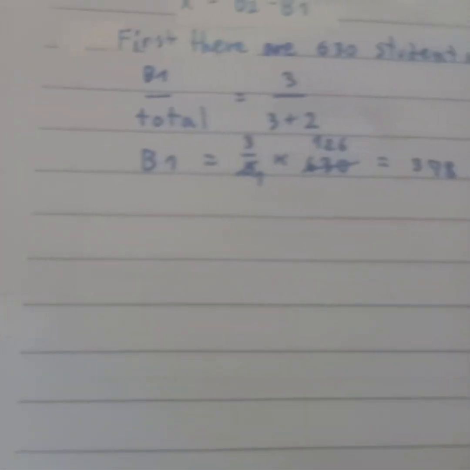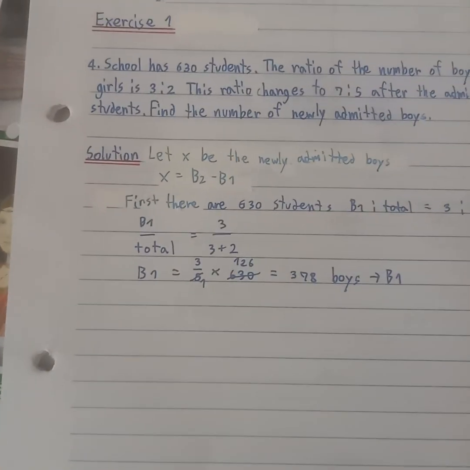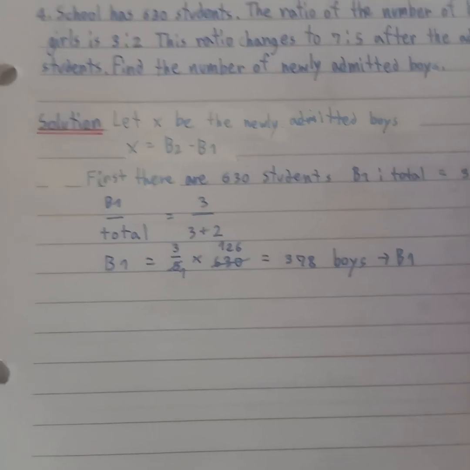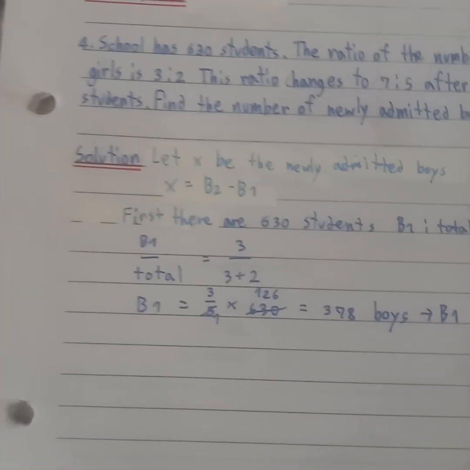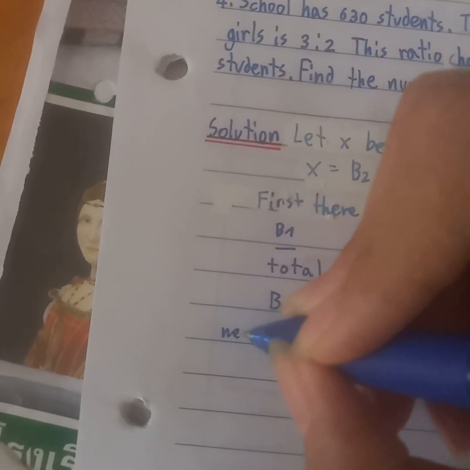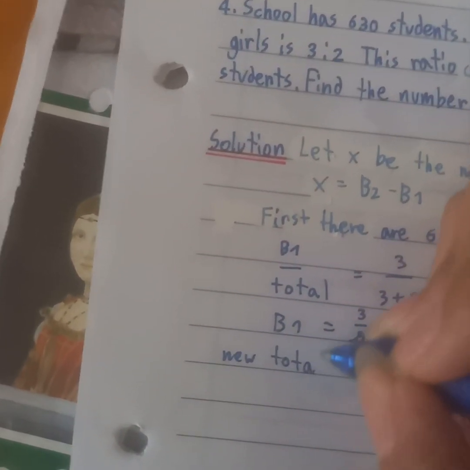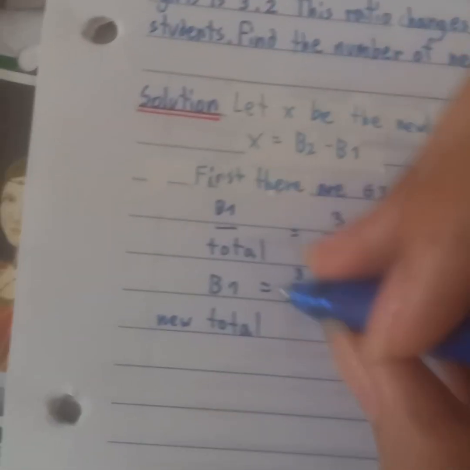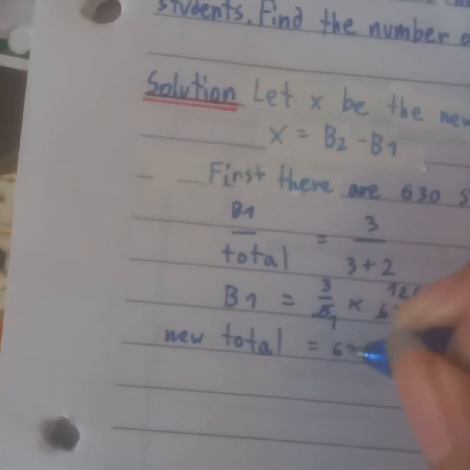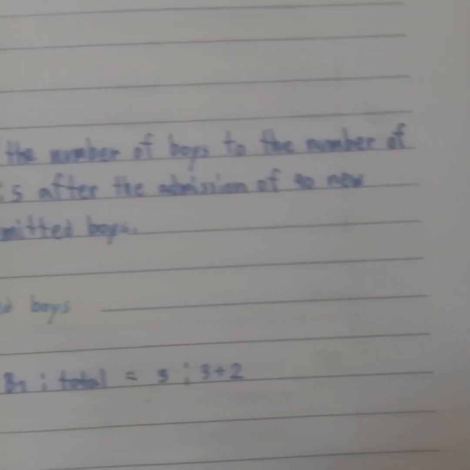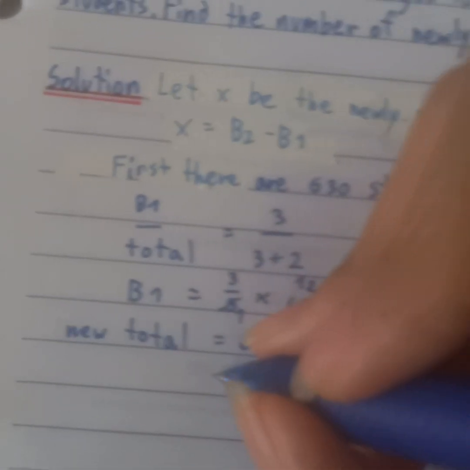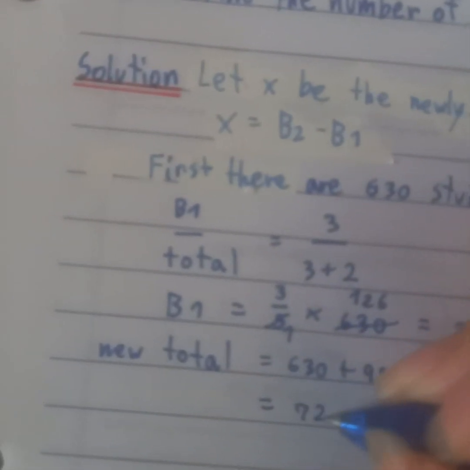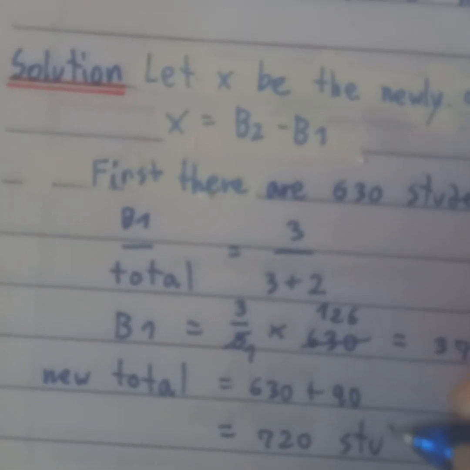But now how do we find B2? Well, B2 comes from the new amount of students, so we need to find the new total. New total is equal to 630 plus the amount of new students, which is 90, which equals 720 students in total.